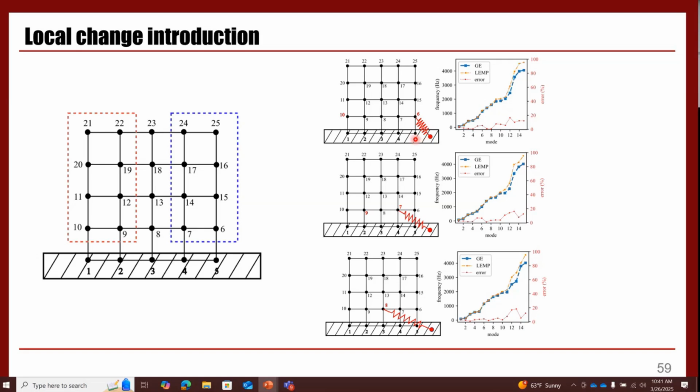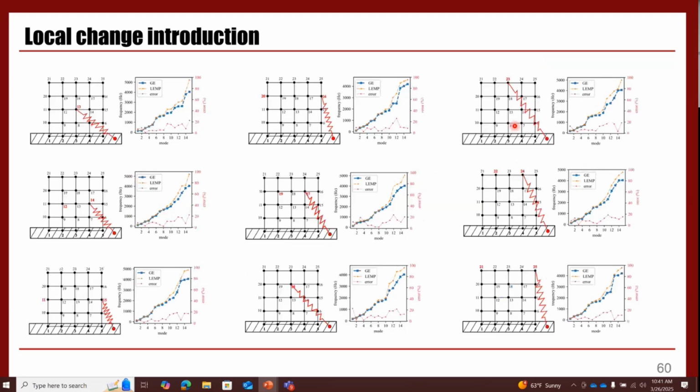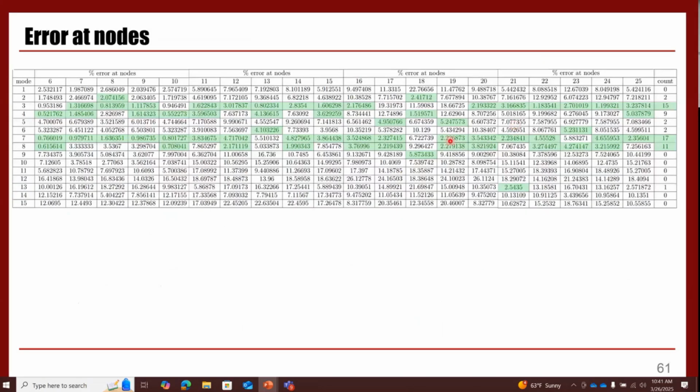These are separate runs, each of them, and we computed the frequency using generalized eigenvalue and LAMP, and we also calculated the error. Just as before, there was good correlation between generalized eigenvalue and LAMP. And that was done for all the remaining nodes. Then we collected the data from doing this. So the data basically are the errors from all the nodes for each mode from mode 1 to 15.